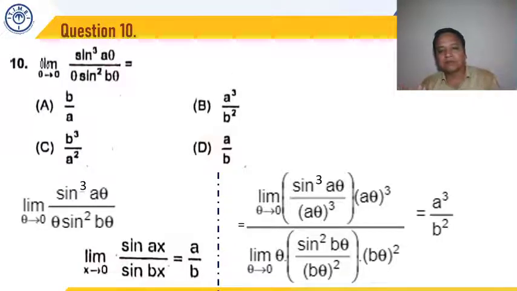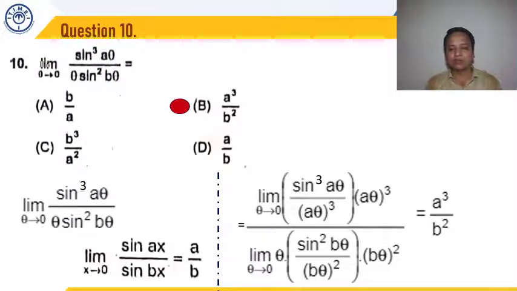So we applied a simple method: divide the function into numerator and denominator, and find the value of the limit of the numerator as well as the denominator. So a cube upon b square. And if we carefully look at the choices, we had a cube upon b square as choice B.